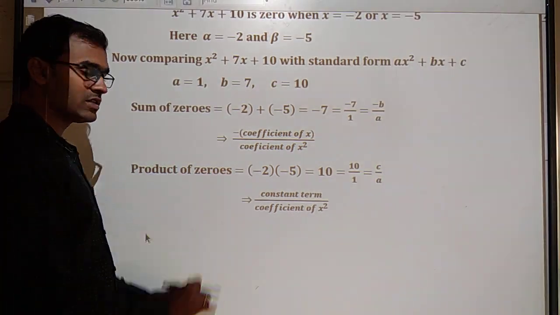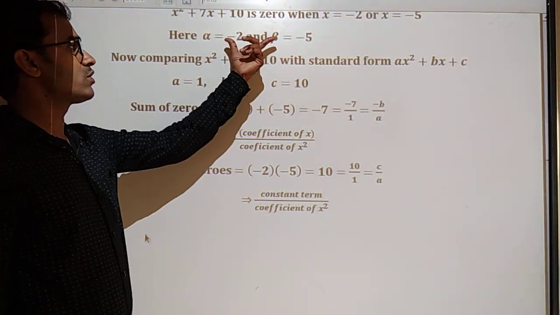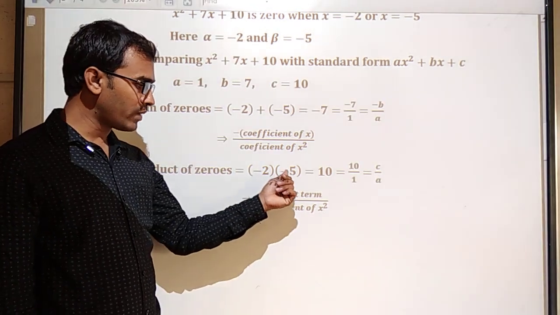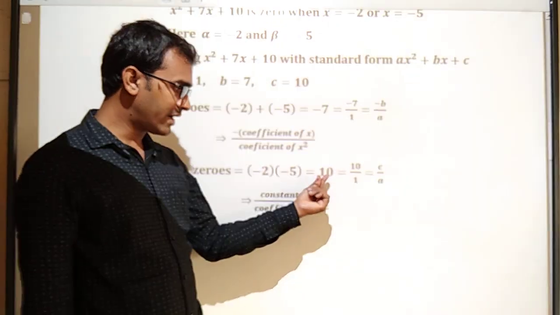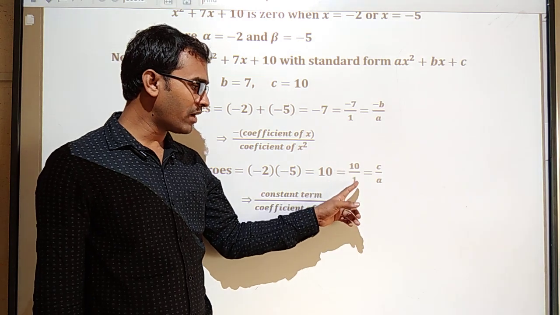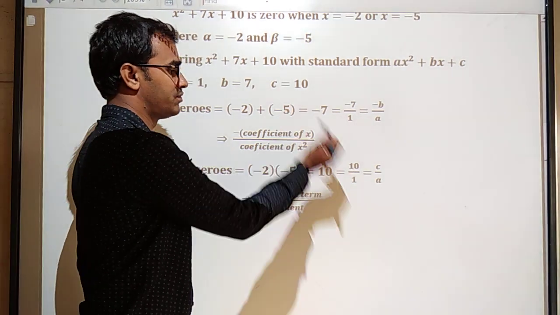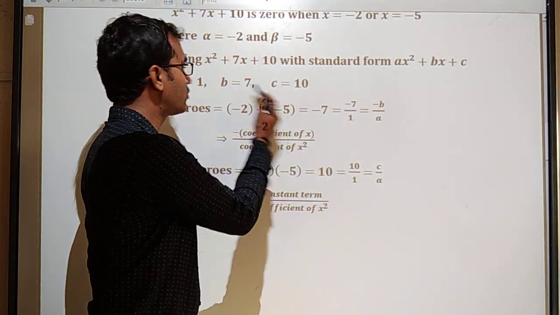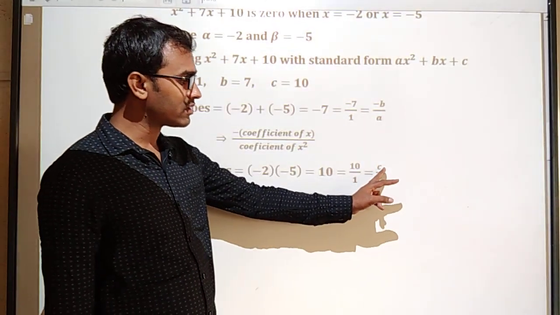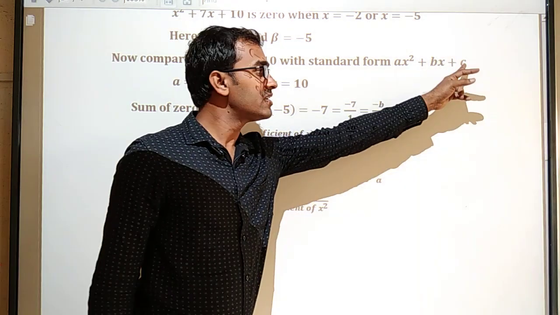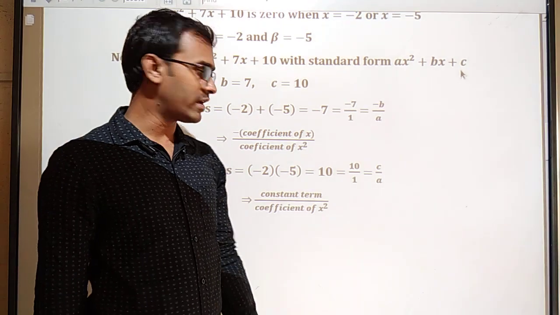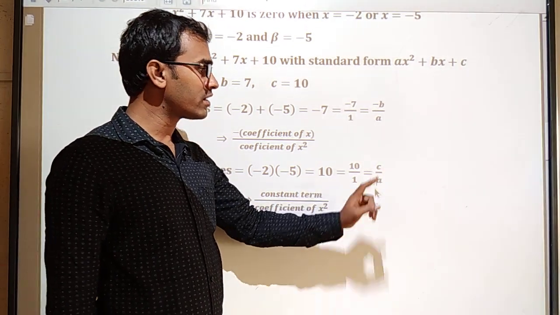And the product of zeros, the two zeros being alpha and beta, is alpha into beta, that is minus 2 into minus 5, which is equal to 10. I write 10 in the form of 10 upon 1. So 10 equal to c and 1 equal to a. Therefore, c is nothing but the constant term, and a is nothing but the coefficient of x square.